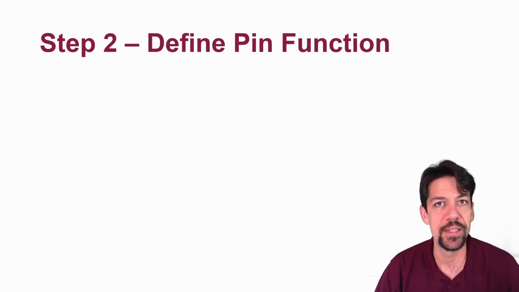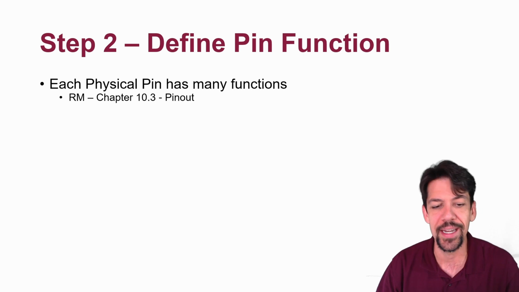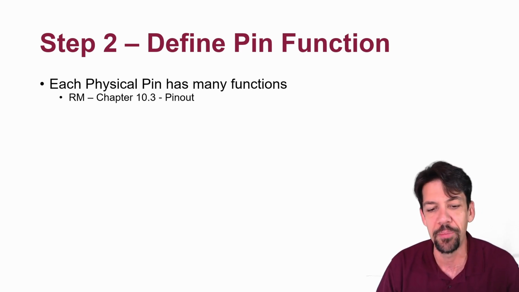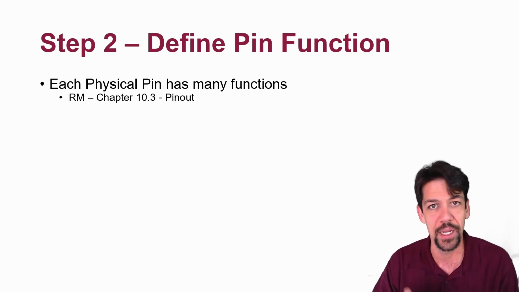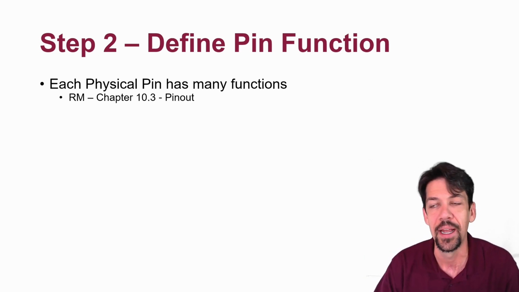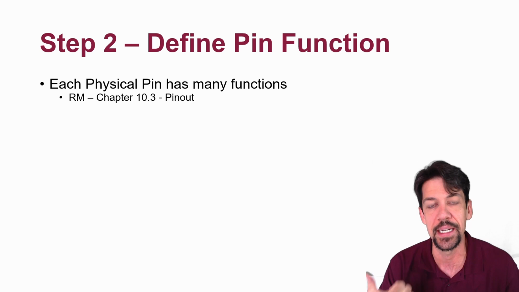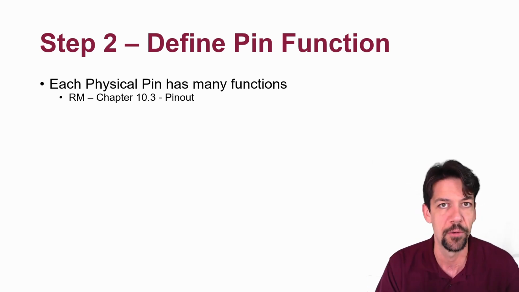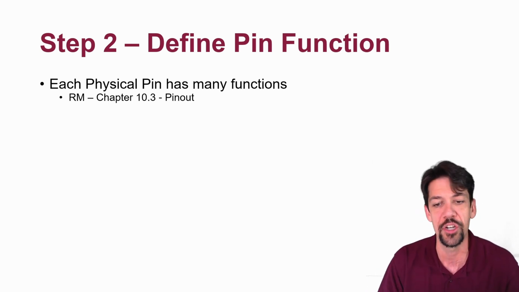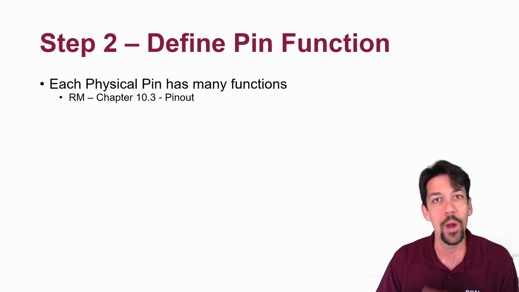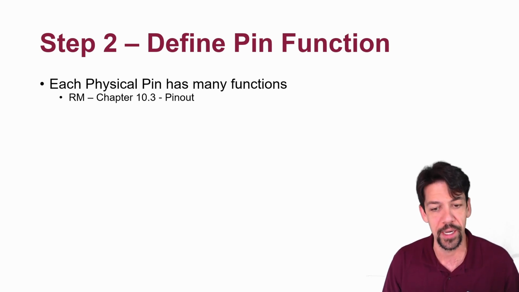Next thing I want to do is define the pin function. Remember that each physical pin has many functions. So pin 98 could be something that controls the LCD that's on the board. It could be a general purpose IO. It could be a communication channel. We have to define what we want it to be, what we want it to communicate with, and what we want it to be controlled by when we're using it, right?